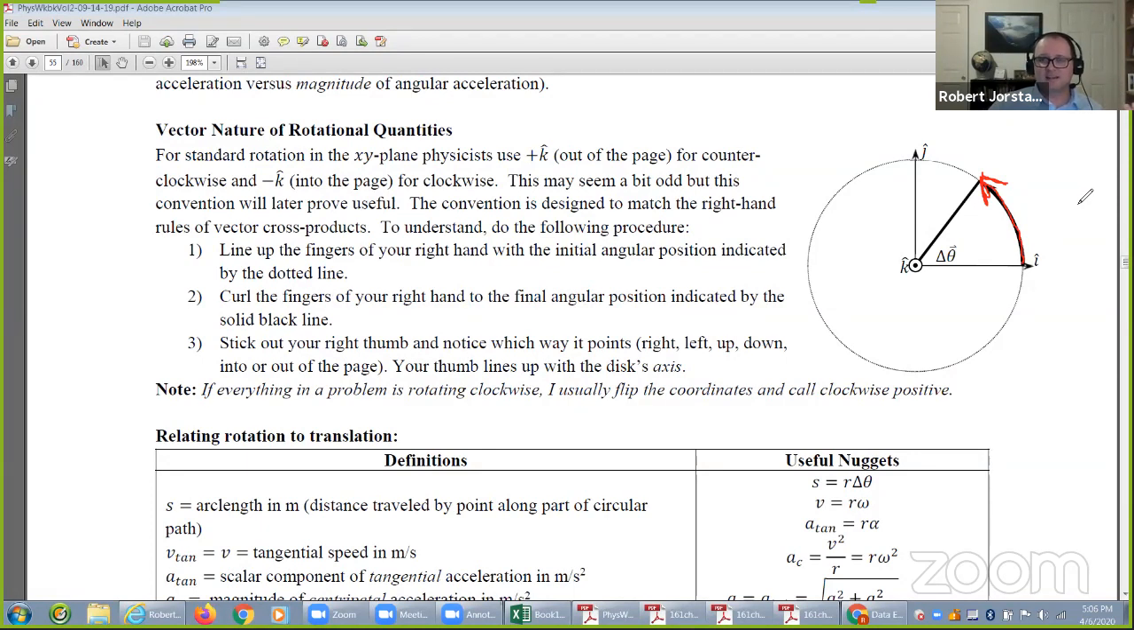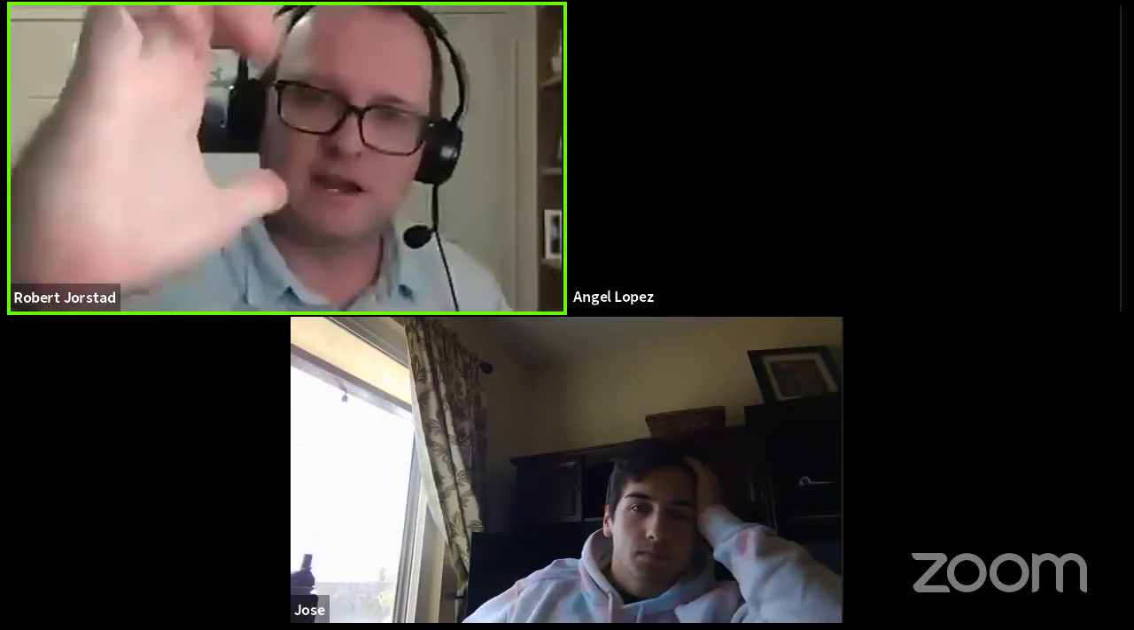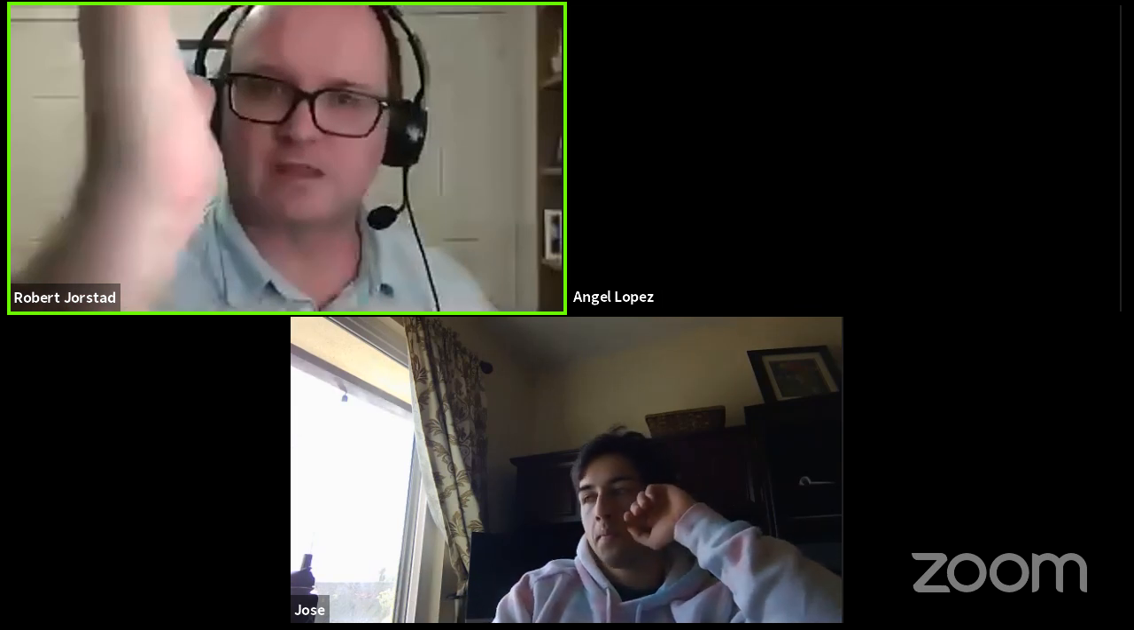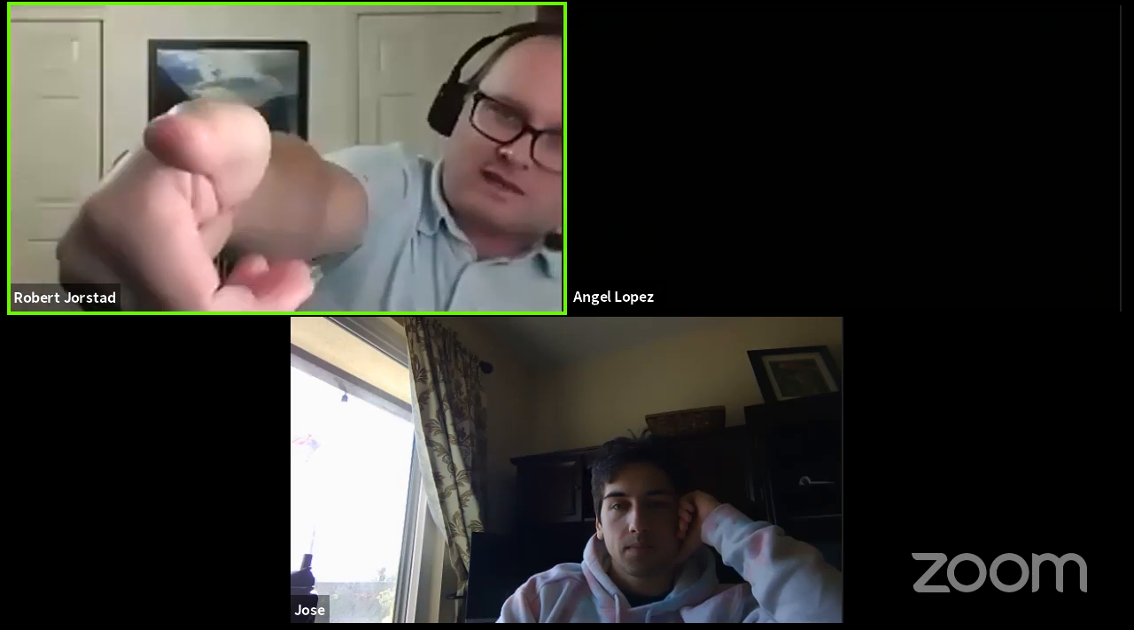In this case, and I'll even stop the share for a second. All right. So in this case, you line up your thumb with the axis of rotation. So in this case, if it was coming out of the page or whatever, you could say that would be a k hat.